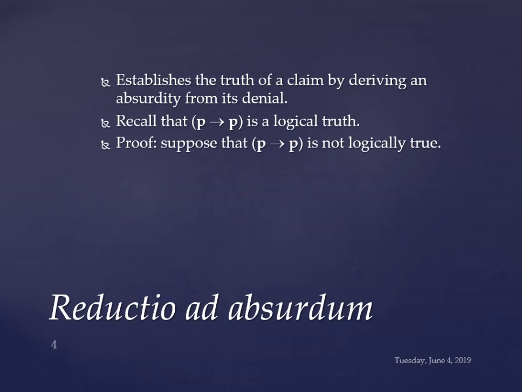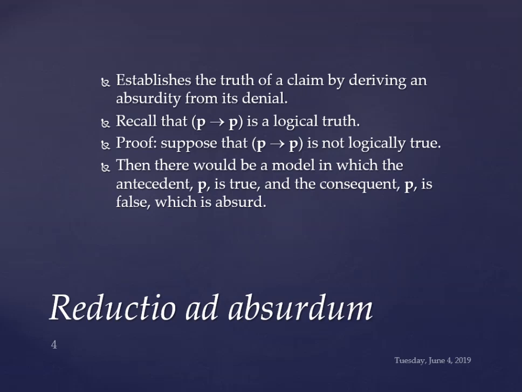Okay, and so that means then that there's going to be a model where the antecedent P is true, and the consequent P is false, which is absurd, right? A claim cannot be true and not true at the same time and in the same sense. That's not going to fly. That's not going to work. All right. So that's totally absurd, and so therefore P arrow P is logically true, meaning there's no model where P is true and P is false. All right. So that is an example of reductio ad absurdum.